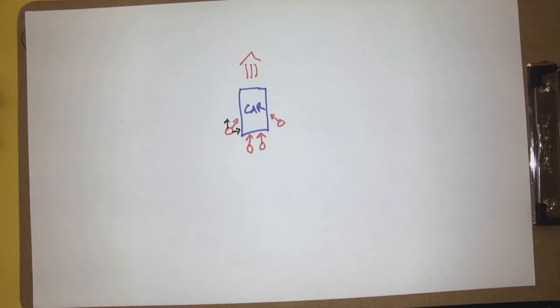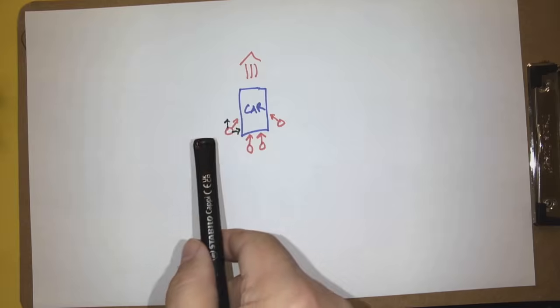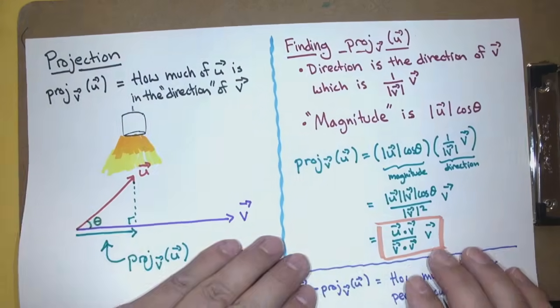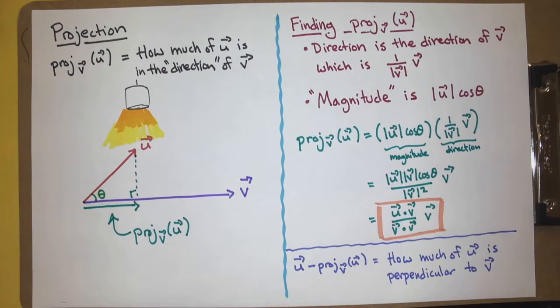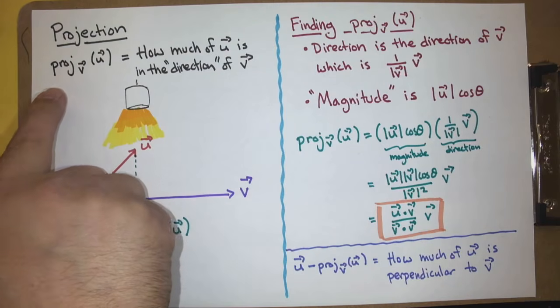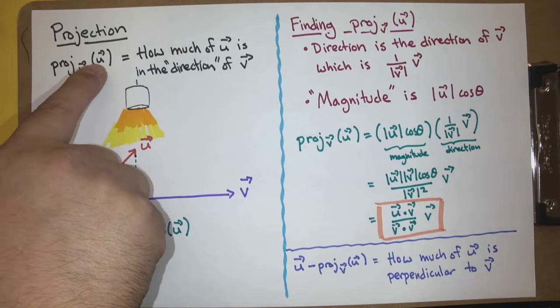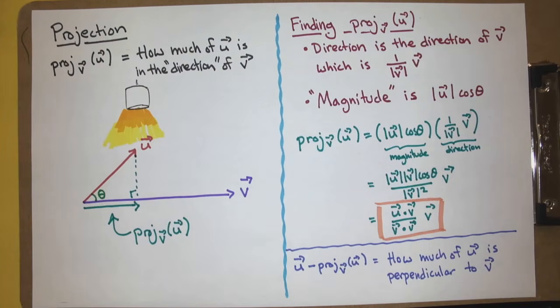So it raises the question, if I want to understand how effective the people are on the side, I want to understand how much of their force is in the direction of movement. So there's a question, how much of one vector is in the direction of another vector? So that leads us to the notion of projection. Okay, so here's the idea. We're going to denote this projection, P-R-O-J for projection. We're going to project the vector u onto v. How much of u is in the direction of v?